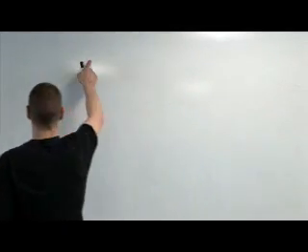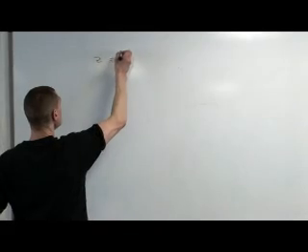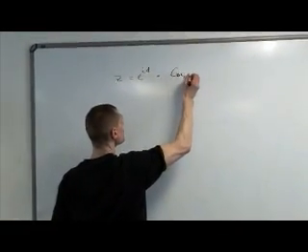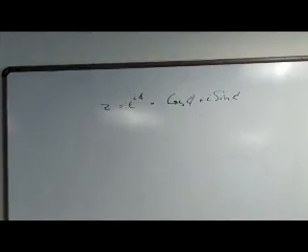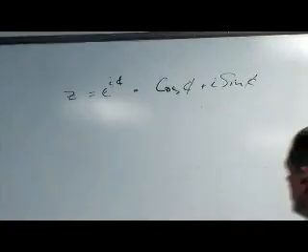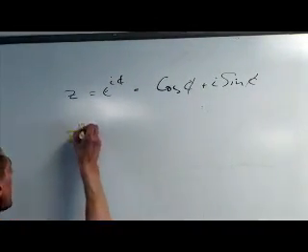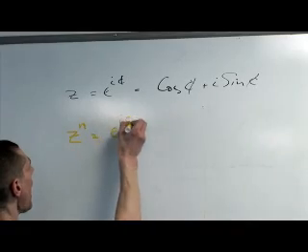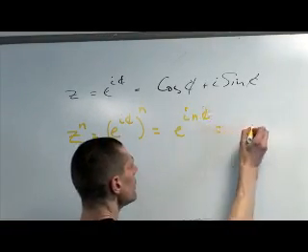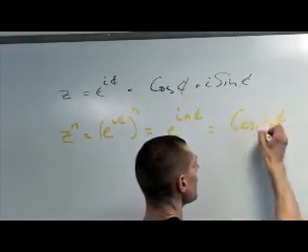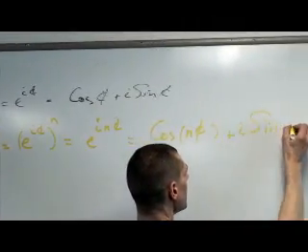Oh, so we should go to de Moivre's actual theorem. So we know that z equals e to the i theta equals cosine theta plus i sine theta, right? That means that z to the n is equal to e to the i theta n, which is e to the i n theta, which is cosine n theta plus i sine n theta.